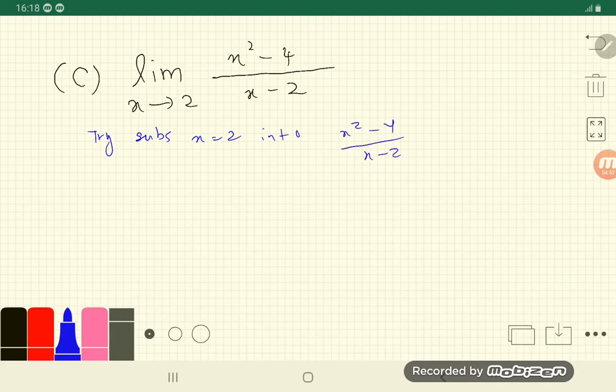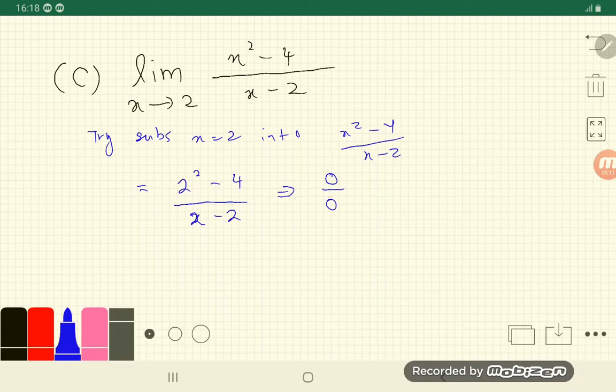So what happened here? Let us try to substitute it. So we are going to get here 2 to the power of 2 minus 4 divided by 2 minus 2, where you are supposed to get 0 over 0.